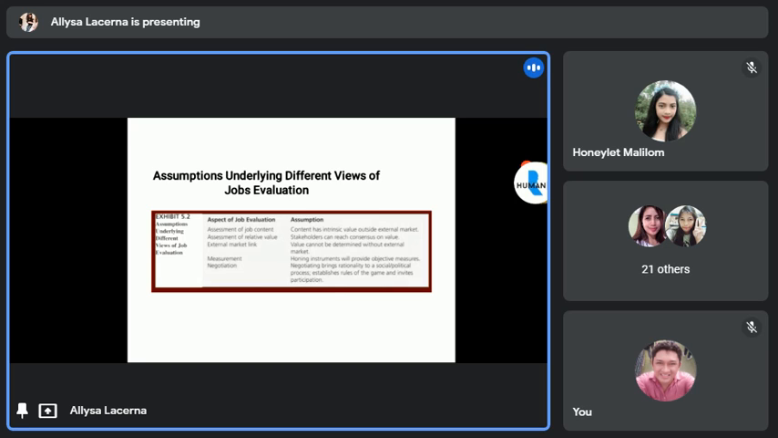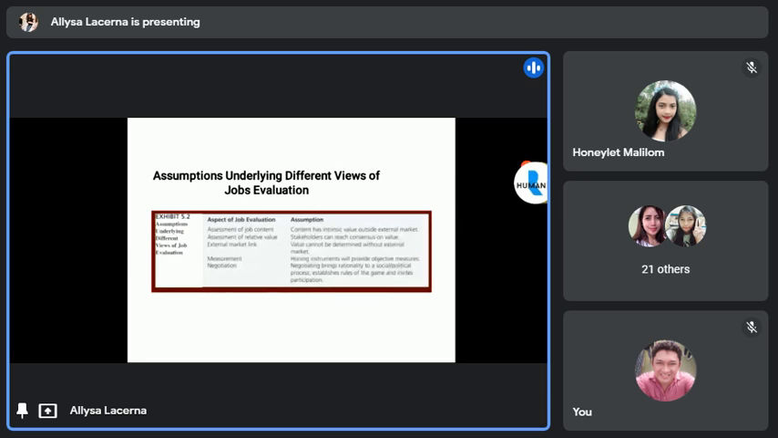Then the next one is the external market link. Value cannot be determined without external market. Ang kasunod ay measurement. Funding measurement will provide objective measures. Negotiation. Pagdating dito sa views about negotiation, it brings rationality to social or political process, establishes rules of the game, and invites participation. Kung ating isa-summarize, ang assumption or views dito is nag-underline siya sa perspective on jobs evaluation.